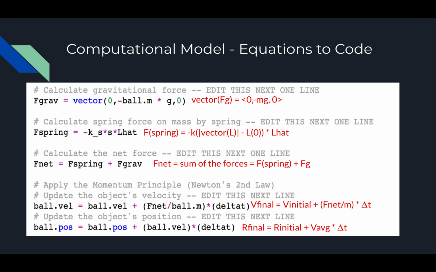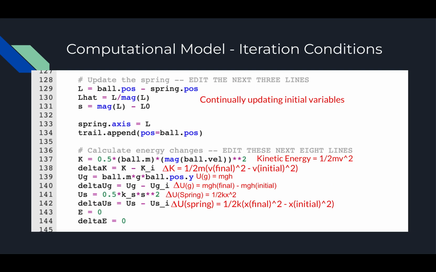The force of gravity is just negative mg in the y component, and then the force of the spring is negative k times the magnitude of the vector L minus L naught times L hat. And then the net force is just the sum of the forces. And then I also inputted the velocity and position update formulas.